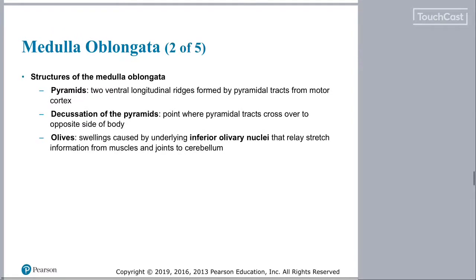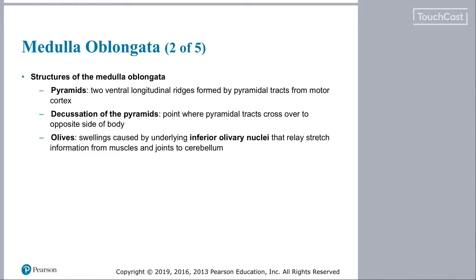So the medulla oblongata has some really specific structures. We have what are called pyramids. So these are two ventral longitudinal ridges formed by pyramidal tracts from the motor cortex, so involved in movement. We also have the decussation of the pyramids, so the point where the pyramidal tracts cross over to the opposite side of the body. So this explains why our right side of our brain controls the left side of the body and vice versa.